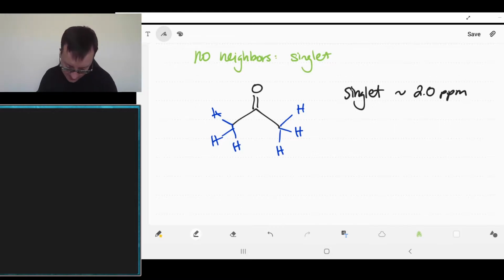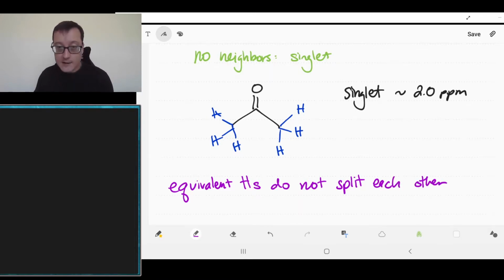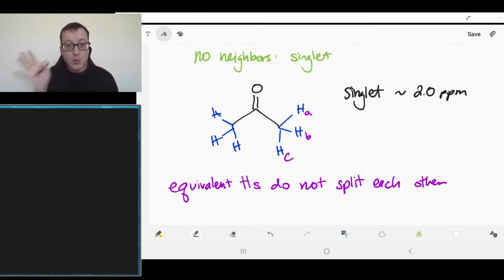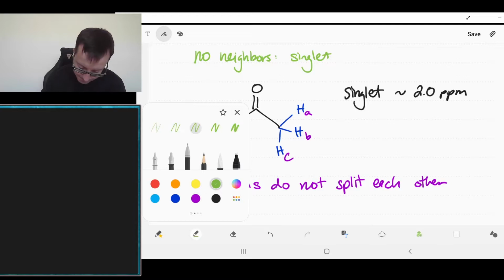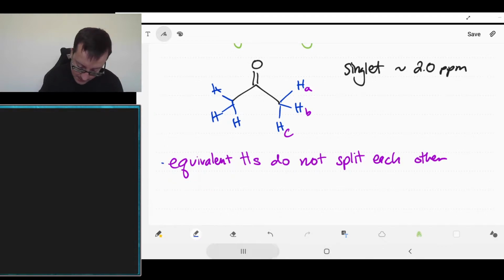So a couple things here. No neighbors are going to be a singlet. Equivalent hydrogens do not split each other. So all of those hydrogens on the methyl groups, they do not split each other. So HA does not split HB, which does not split HC. They're equivalent to each other. And so we're only looking at splitting one carbon away. We're not going to worry about long-range coupling in this class.